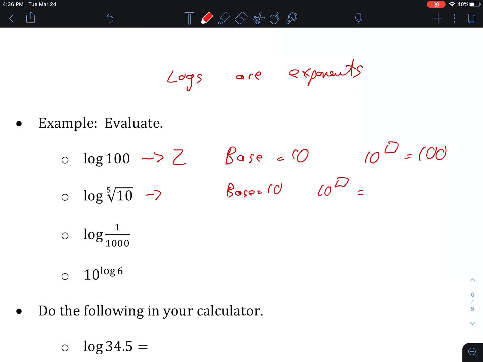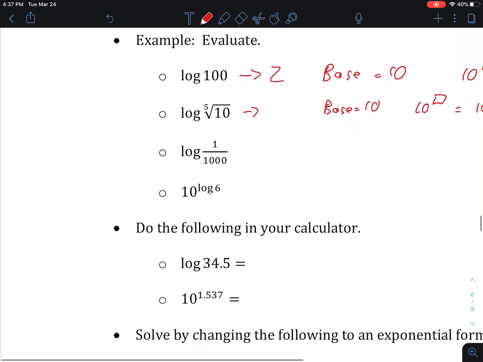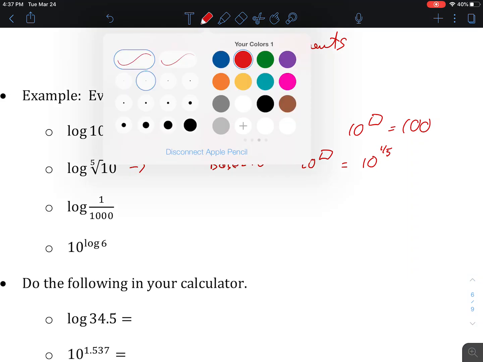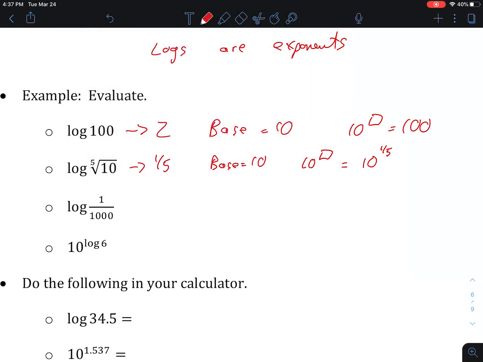A little bit weird. 10 raised to the what is going to give me the fifth radical of 10, so that's really 10 to the 1/5. We know that 1/2 gives us a square root of a number, so 1/5 would give me the fifth root of that same number. So the answer here is very simply 1/5.